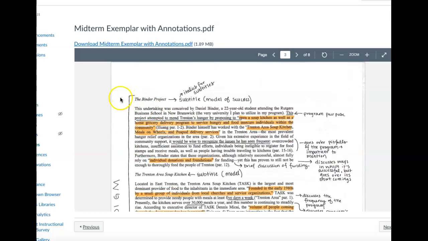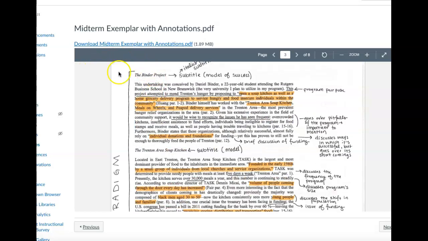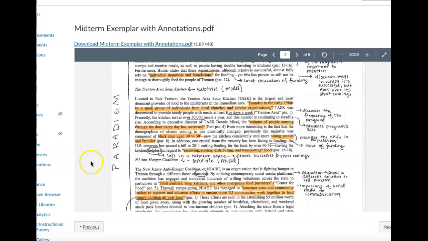And then he goes right into each model. And I'm not going to go through these very specifically. I'll talk to you about what should be done. But he italicizes each of his models. So you can see that if you have a subtitle, you should italicize it. So he starts with the binder project. He goes into the Trenton area soup kitchen, and then he goes to the NJ Anti-Hunger Coalition. So he has 3 models of success, which is very, very good. I'm hoping that you'll at least have 2. Having 1 is very underdeveloped. Sometimes people have 4 in their midterm.